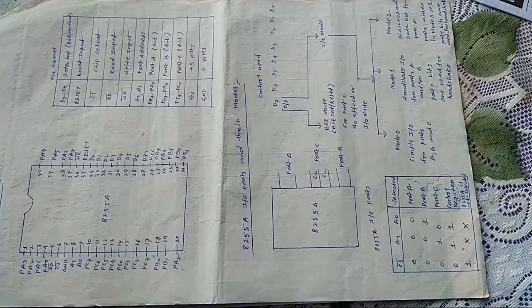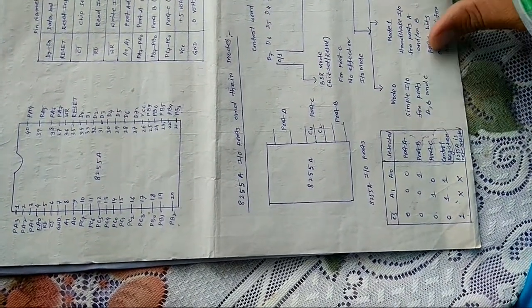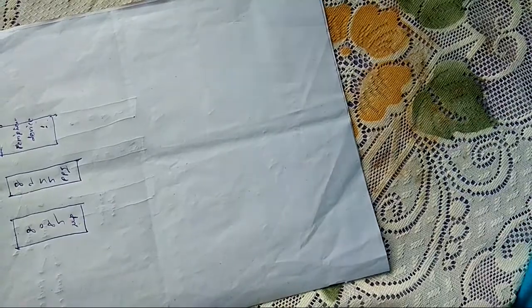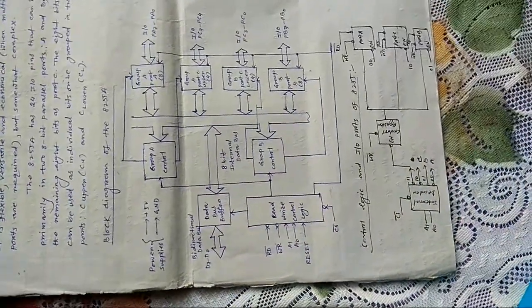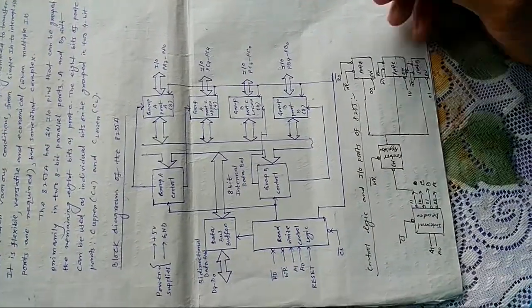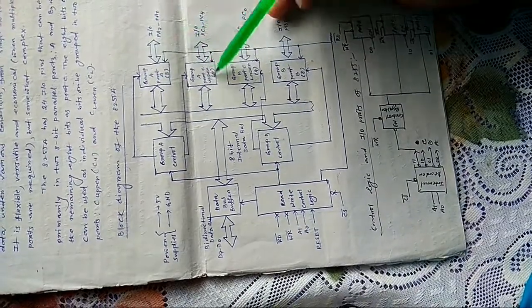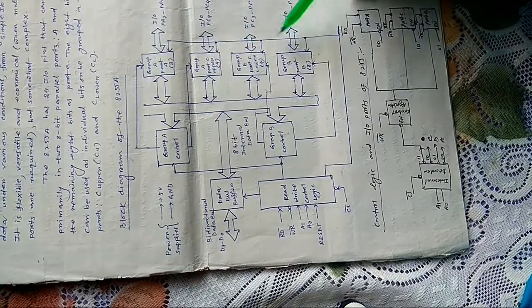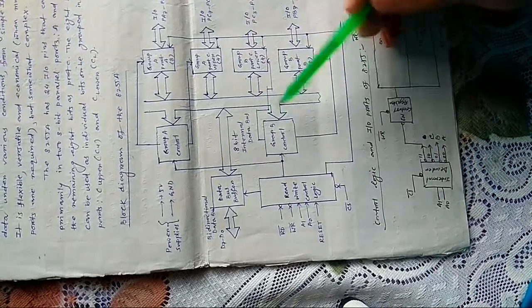Now, which is very important, the internal architecture of 8255. Okay, so try to understand the internal architecture of 8255. Here also see that port A and port C upper make one group, that is group A, and port B and port C lower make another group, that is group B.